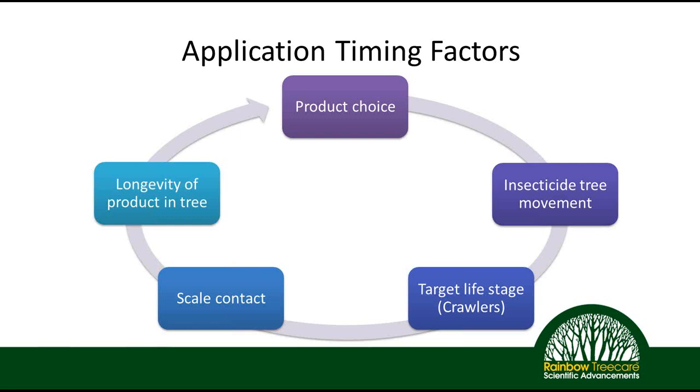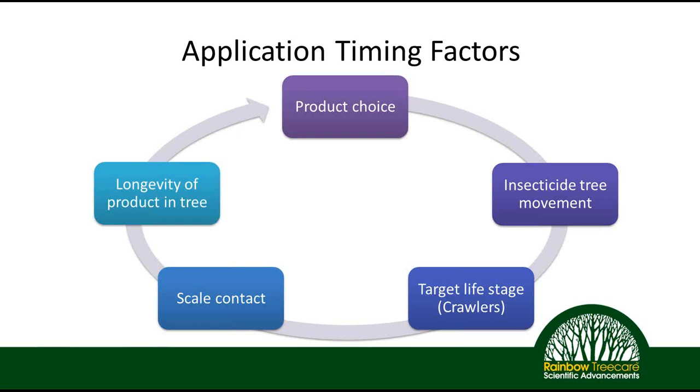If I'm doing a spray, will it physically hit everything it needs to hit? Will I get full coverage? If I am not able to get full coverage, will I need multiple applications of that insecticide? If I'm doing a systemic, how long does it take for that systemic to get into the tree, to get to where it needs to get to hit the specific pest?